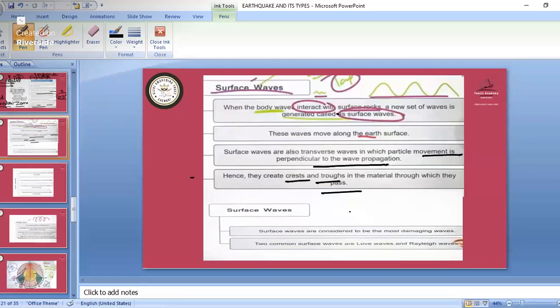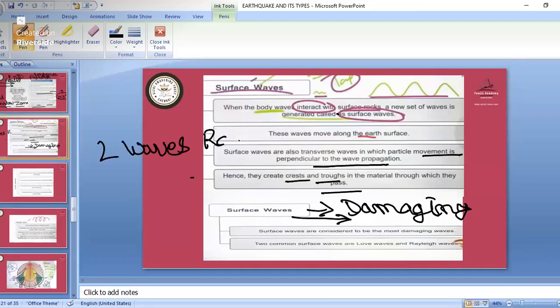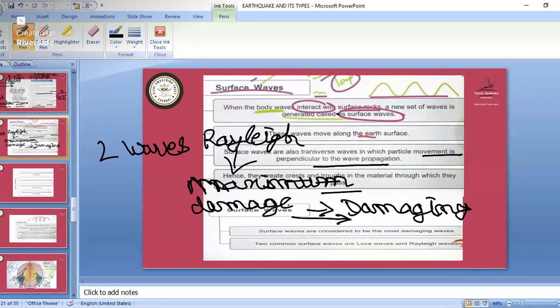In the surface wave we saw there are two types, the L wave and the Rayleigh wave, and the surface wave will damage the most. Between surface waves and body waves, the damage is maximum in the surface wave. But in the surface wave also, the maximum destruction happens by the Rayleigh wave, and the L wave is somewhat less than the Rayleigh wave.